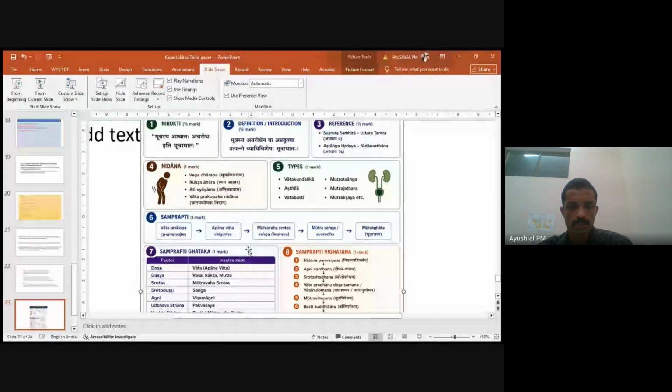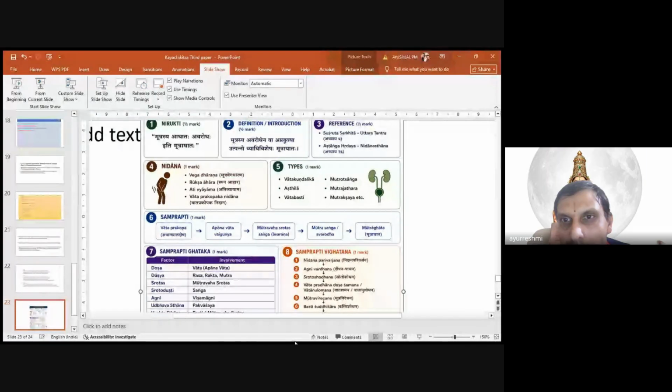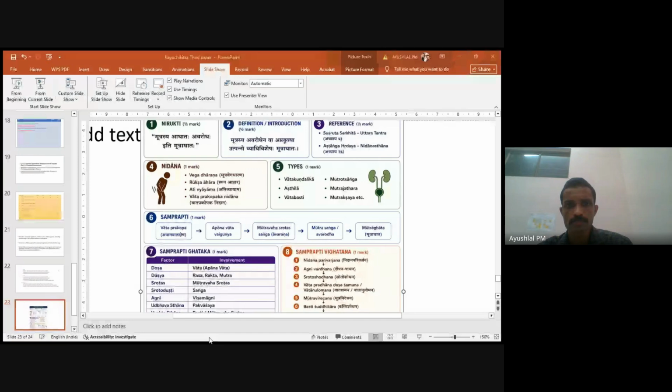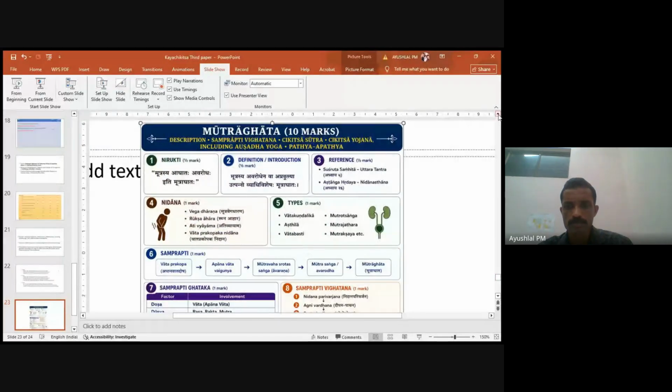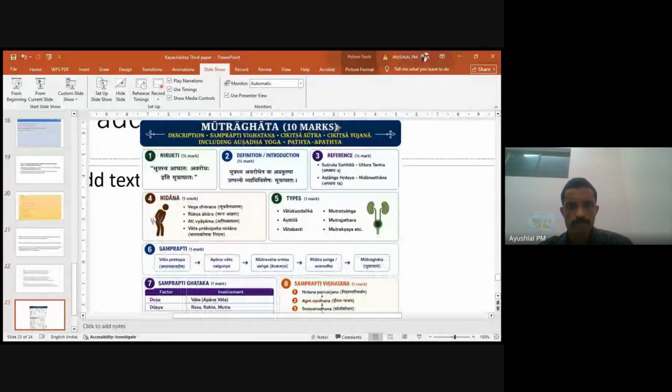Krishna, can you see this? Yeah, I can see the slide pictures of Samprapti Vigadana. Yeah, 8th point. You should just expand the slide. Yeah. Just 1 second. Until then, I can go to the second question.